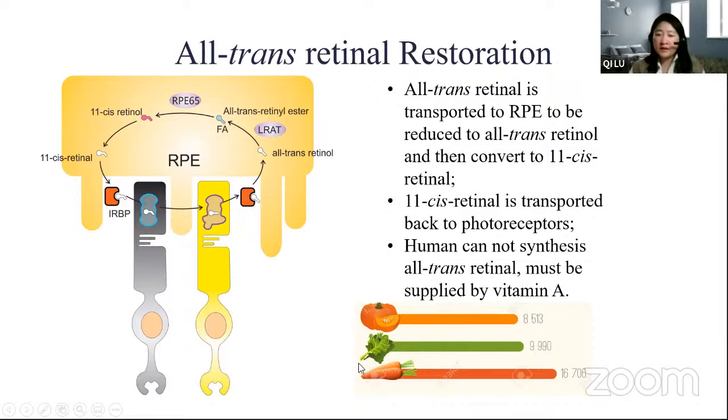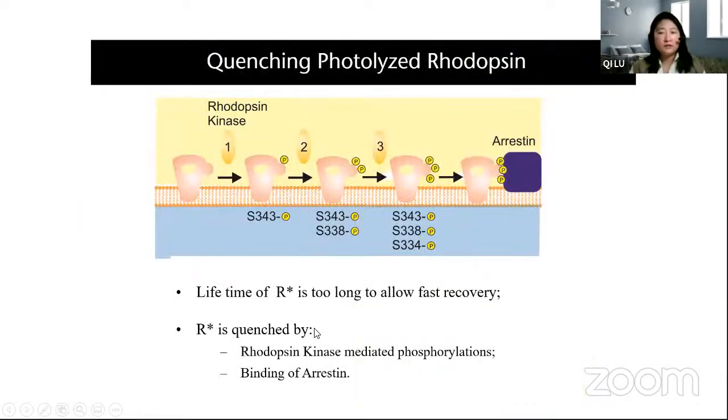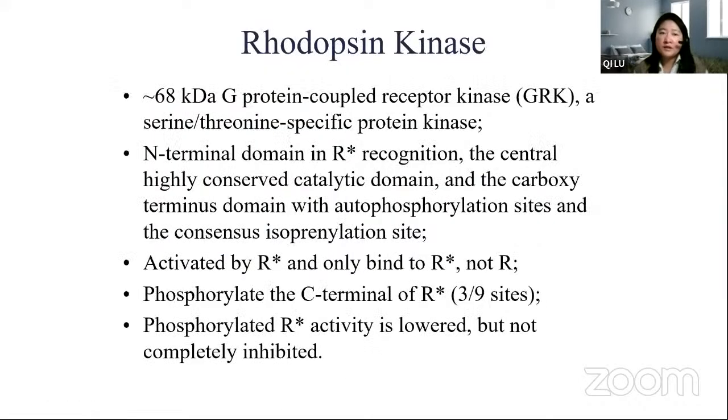Retinoid levels will increase with foods like pumpkin, spinach and carrots. Rhodopsin kinase phosphorylates rhodopsin at 3 sites, and each bound phosphate reduces the activity of the rhodopsin star. The rhodopsin star is quenched by rhodopsin kinase-mediated phosphorylation and binding of arrestin. Rhodopsin kinase is a G protein-coupled receptor kinase, and it can add phosphate onto the rhodopsin star C terminal, which is recognized by this rhodopsin kinase.